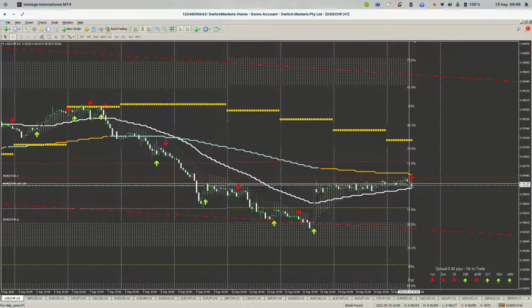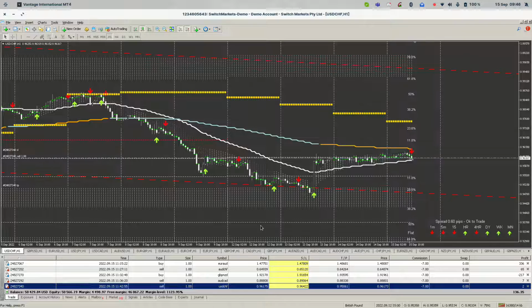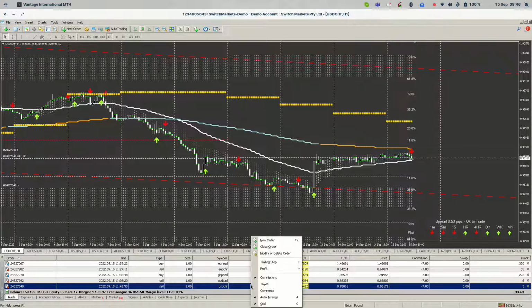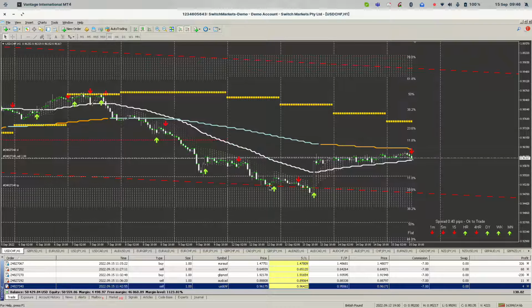So let's look at this. Here's my entry here, and I've got a 67 pip trailing stop. So if I go to my trades, this is the one I'm on now. I go to trailing stop, custom, and I've got it at 50. Let's put it at 60 pips. That gives it enough space that if it pulls back, it's fine. So we've got that 60 pip trailing stop.